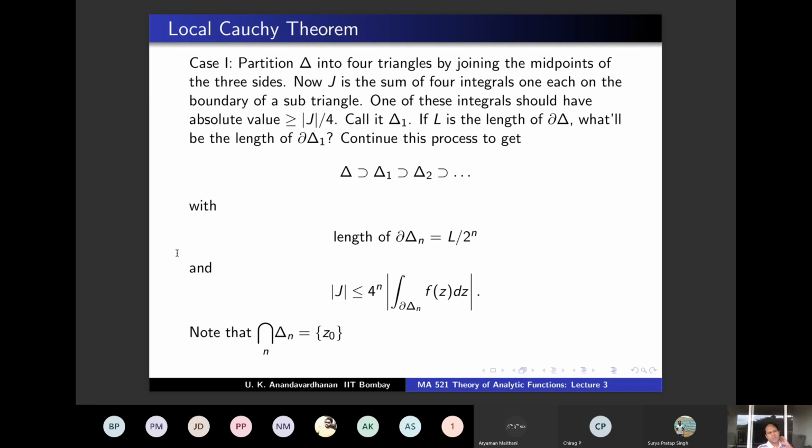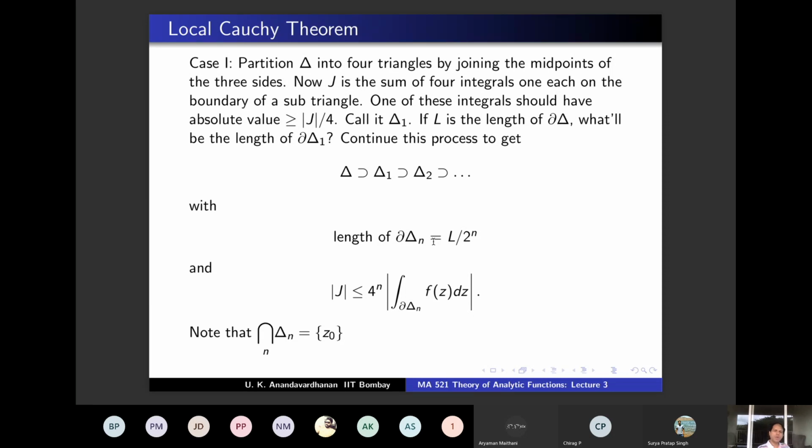The nested intersection will be non-empty because of compactness, right? Finite intersection property or whatever. So the nested intersection will be non-empty, and it will be a singleton because the length is going to 0. So it's decreasing, so more than one point cannot be in the intersection. So it will be a singleton. Doesn't matter to us. We want just at least one point, but it's actually a singleton.